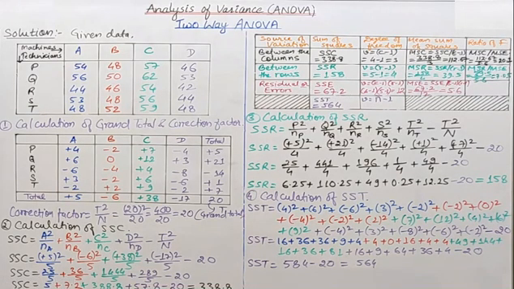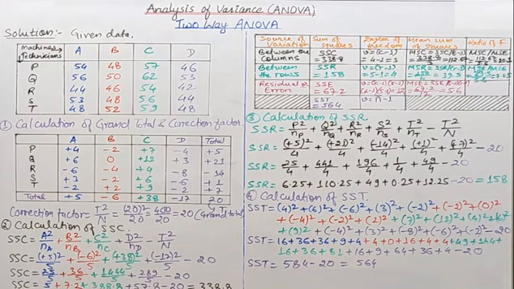Now we will find out the corresponding degrees of freedom. Between the columns, the degrees of freedom will be equal to C minus 1. The number of columns is 4, so the degree of freedom will be 3. The degrees of freedom between the rows will be equal to R minus 1. The number of rows is 5, so the degree of freedom will be 5 minus 1, equal to 4. The degree of freedom corresponding to the residuals will be (C minus 1)(R minus 1), which is equal to 12.